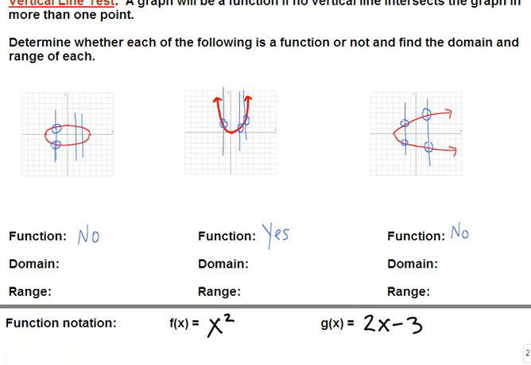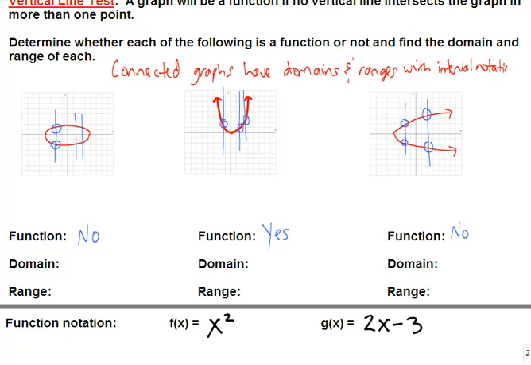Now when we go to write our domain and our range, remember what I was saying earlier. These are nice connected graphs. So when you are trying to write the domain and the range where all your points are connected with a smooth curve, you want to be using interval notation. So connected graphs have domains and ranges with interval notation.